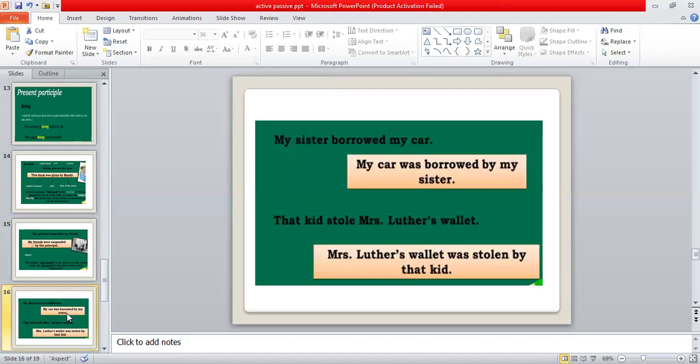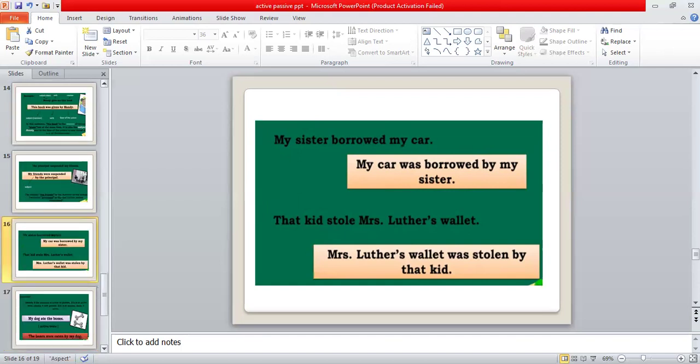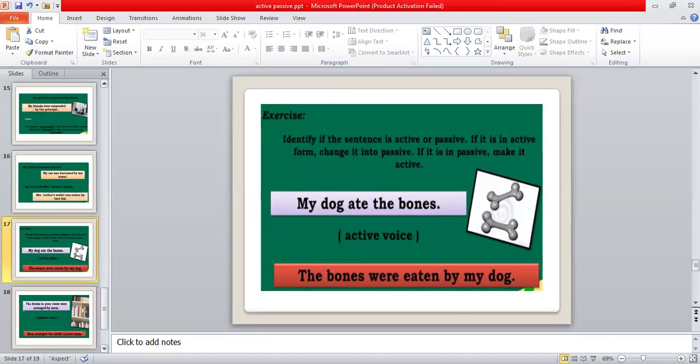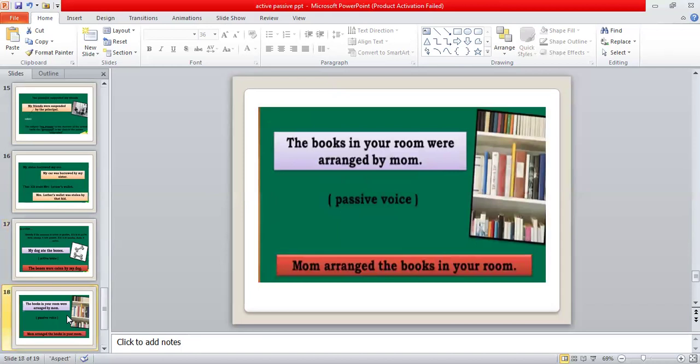My sister borrowed my car. My sister is the subject. Borrowed is a verb. My car is the object. When we change it into passive, my car will come in the beginning, which is the object. The helping verb will be there, the third form will be there, and then my sister, which was the subject in the active sentence, will come at the end. So this is how you can easily change the sentences from active into passive. Same is the case over here. You can easily change the sentences into passive voice.